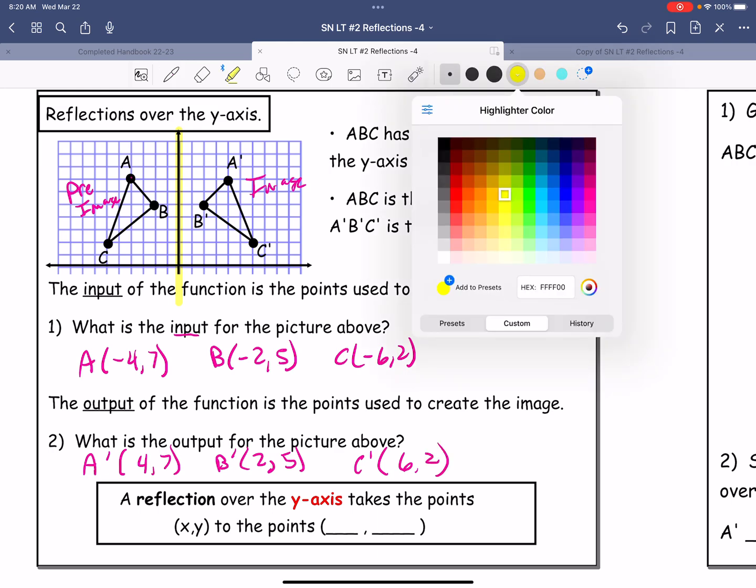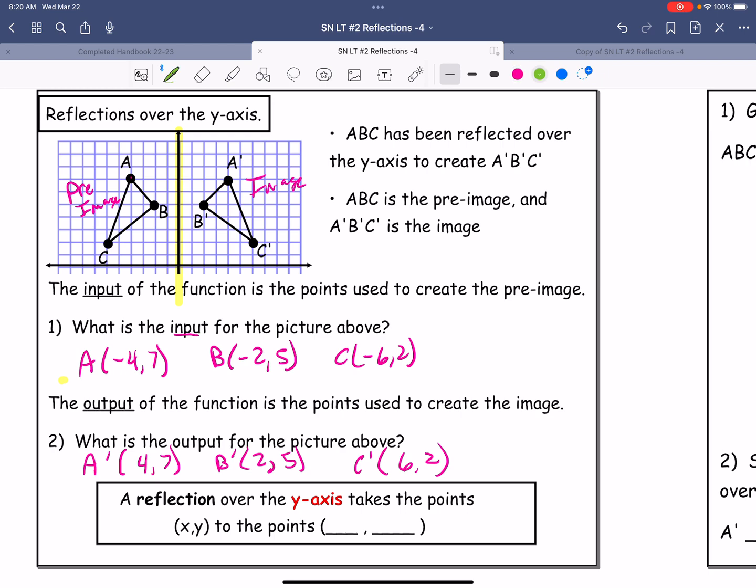So the question is, what did I do to the points A, B, and C to get to their primes? What happened to -4, 7 to get 4, 7, -2, 5 to get 2, 5, and -6, 2 to get 6, 2? Well, you can see that the x-coordinate has changed and became its opposite, but the y-coordinate stays the same. So in the pattern down here, which I would star, this is a pattern that you need to know. A reflection over the y-axis will map x, y to the point -x, y, which means the opposite of x. If it's positive, it becomes negative, and if it's negative, it becomes positive. Why? Because y stays the same. So that's the pattern for reflection over the y-axis.